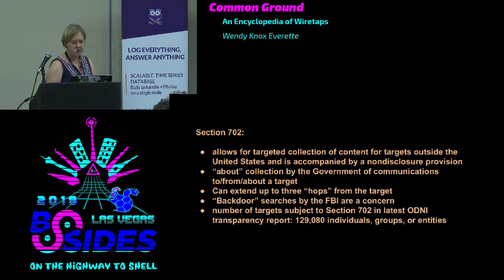So this is just a little bit of notes about 702 allows the targeted collection of content. About collection to, from, and about the target, we can do a couple different hops around. Backdoor searches are basically where we already have this data available and the FBI has a target and they want to go see if there's anything in the already collected data about it. The last ODNI transparency report, so there are 129,080 individual groups or entities who are targets.